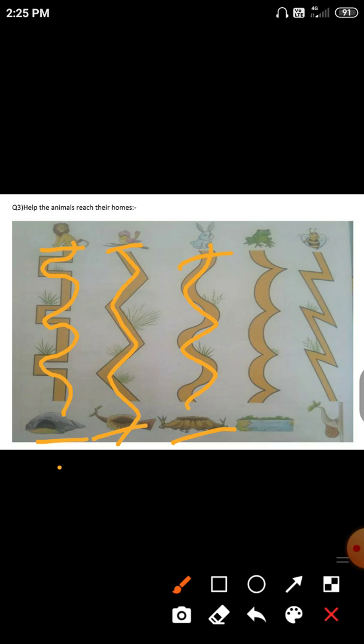Then the fourth one is the frog. The frog is here and the frog's house is here, inside the water. So like this you have to write and reach their homes. Then the fifth one is the honeybee. The honeybee is here and the honeybee's house is here. So like this you have to reach their homes. So this is also an activity.